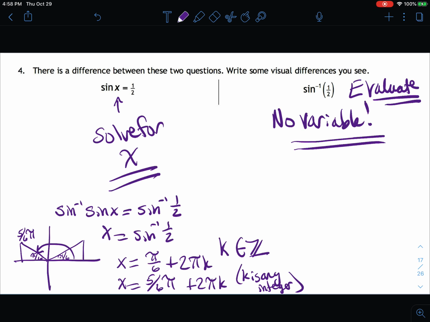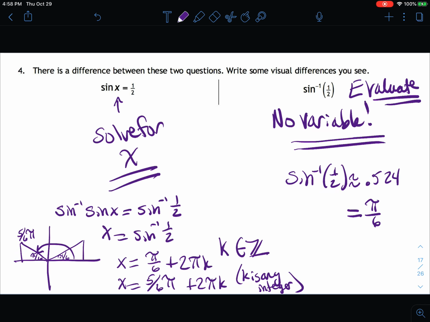If you went ahead in your calculator and typed this in, let's do inverse sine of 0.5, we would get 0.524, approximately. That would be our value. This would actually be the approximation if we used a calculator, but for an exact value, it is equal to pi over 6. And this is done. There is nothing to solve for.